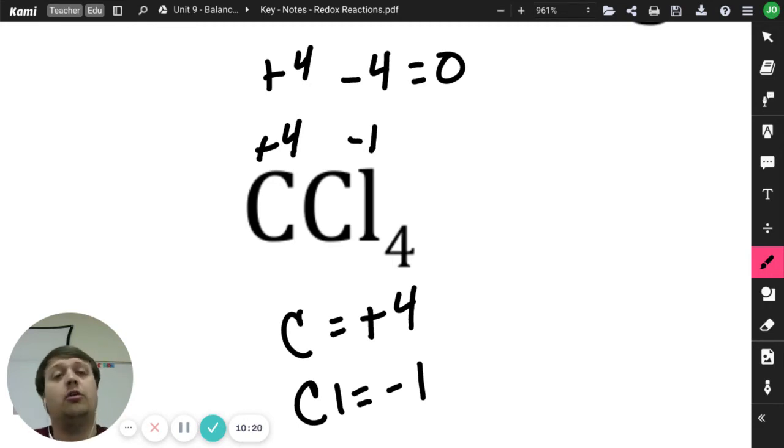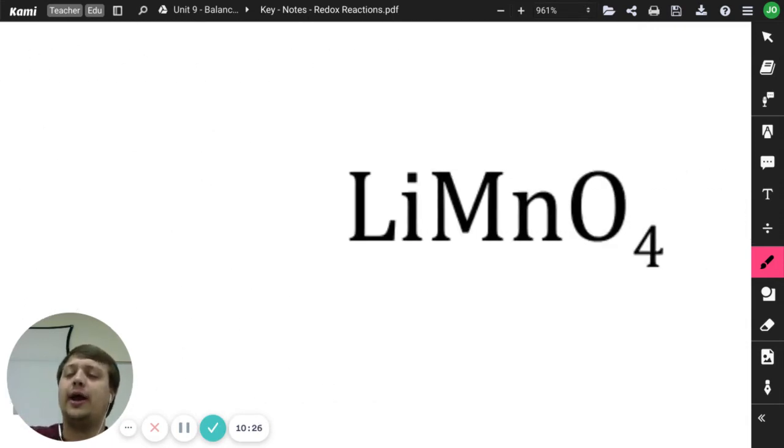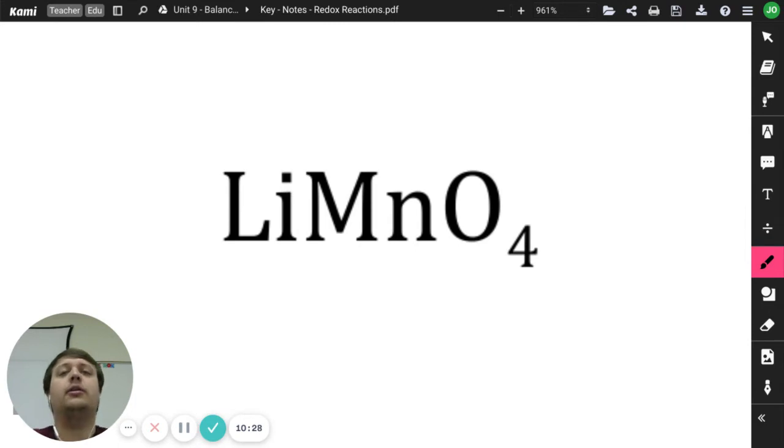1 times what charge, what oxidation number will give me that positive 4? Positive 4. Okay. All right. So now let's take a look at this one. This one's a little bit different because this time we've got 3 different elements that we're working with. So I'm going to need to think about which things I actually know. I know oxygen has a negative 2.